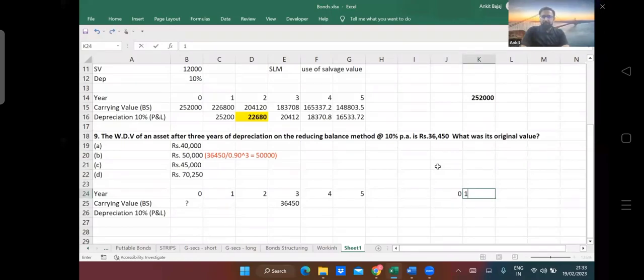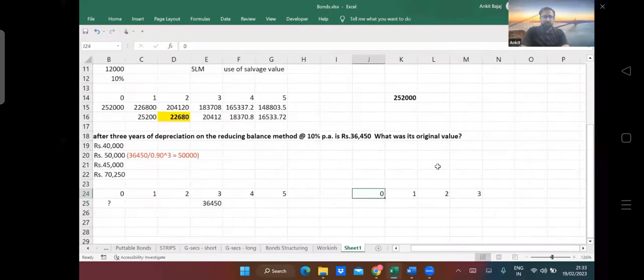Right. Here, 1, 2, 3. I have written the years here. Now I'm writing down here carrying amount, and here I'm writing down depreciation value, right? Now, let's suppose the carrying amount of the asset is 100 rupees. Carrying amount of asset is how much? It is 100 rupees, right?